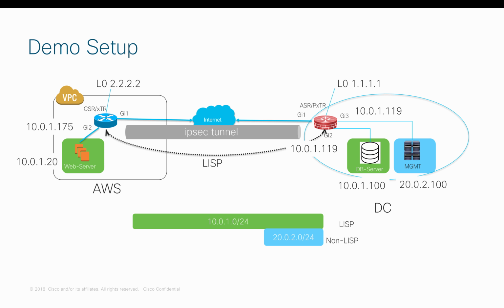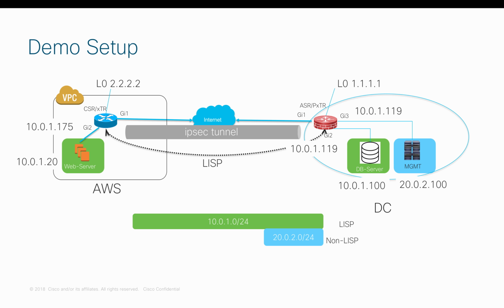In this VPC, you have a web server, whose IP address is 10.0.1.20. So let's call it 1.20. And the CSR interface is gigabit 2. It is using the 1.175 IP address. So the web server needs to talk to the CSR and talk to the on-premise environment. And on the CSR, we also create a loopback IP address. It's using 2.2.2.2 just to identify the CSR identity, because in LISP, we'll use this IP address as the RLOC of the CSR IP address.